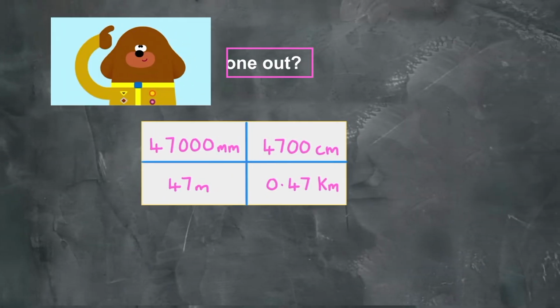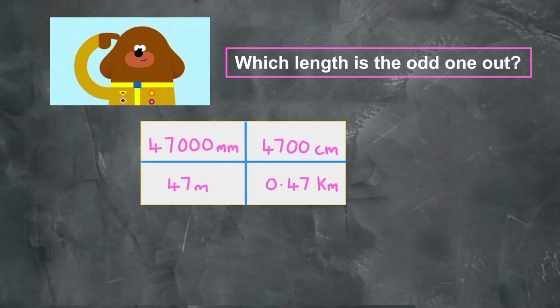Now it's time to look at an exam-style question and how we would use our knowledge of measure conversions to get our answer. Our question asks, which length is the odd one out? From our table you can see that we have lengths that are given using different units of measure. That presents a bit of a problem. If they were all given using the same units of measure, it would be very easy to see which is the odd one out. My advice would be to change them all into the one unit of measure.